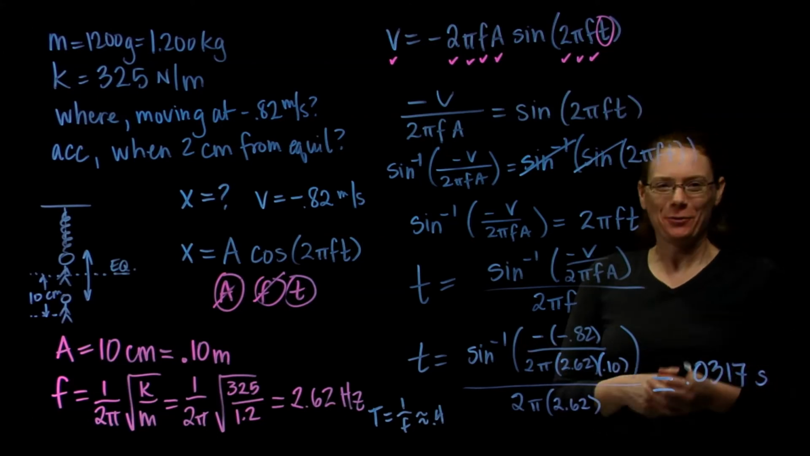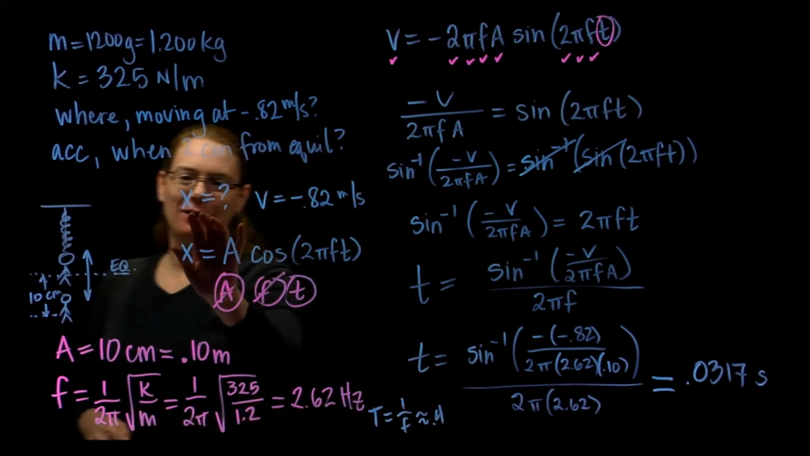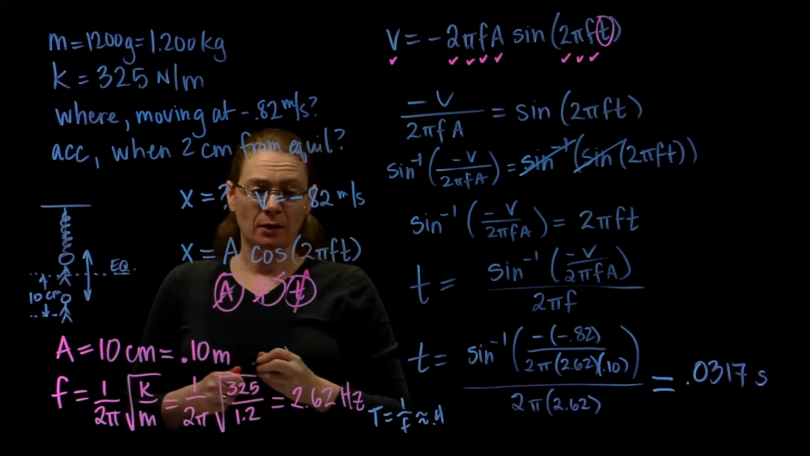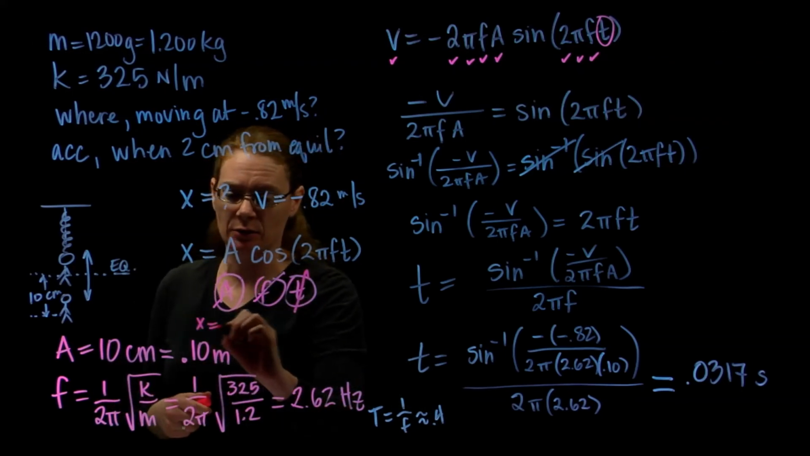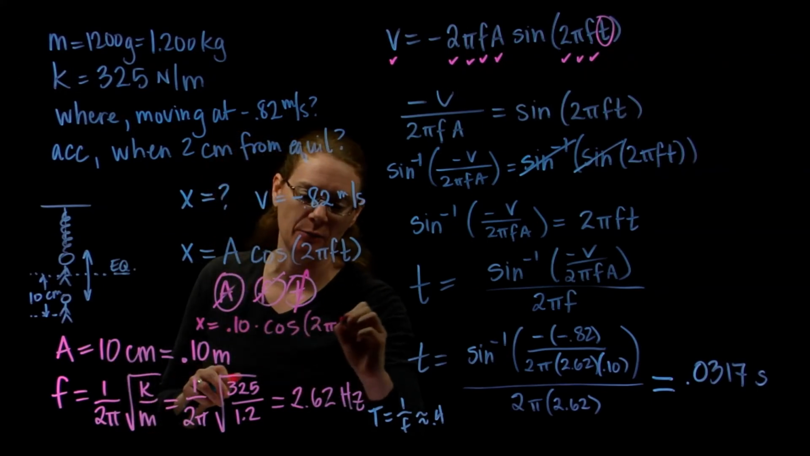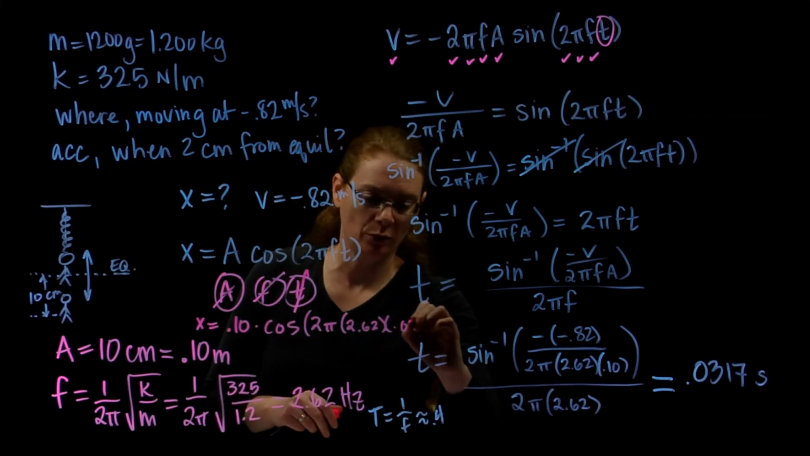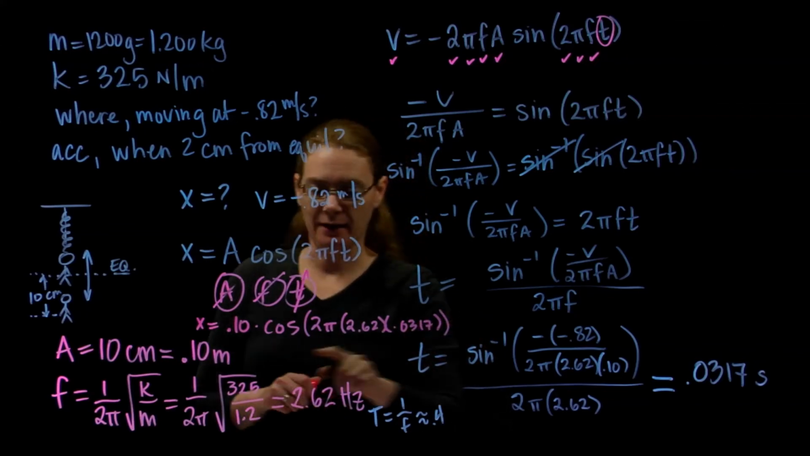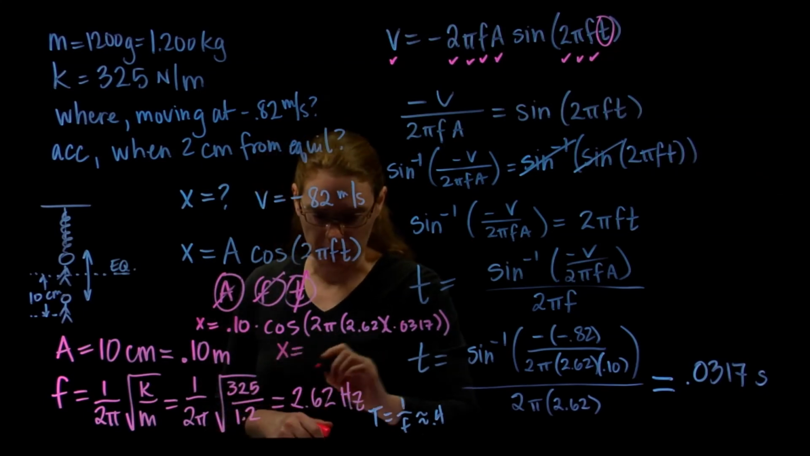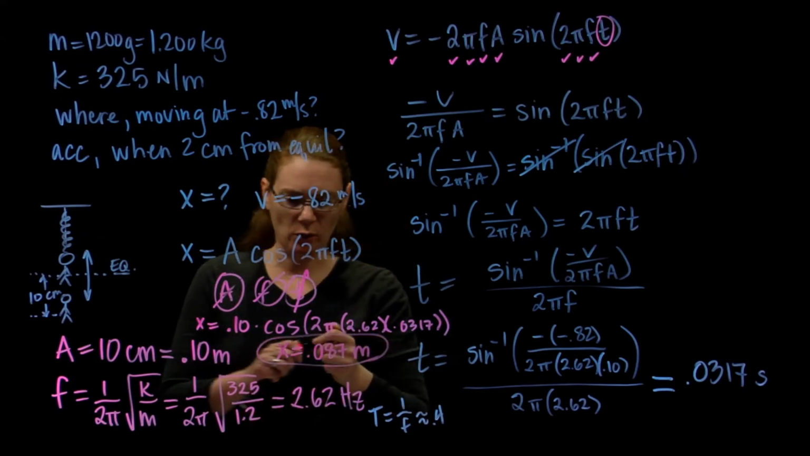No, we haven't even answered the question yet. The real question is, where is it? Now we go back and we can answer the position question because we have our time. And that actually isn't too bad. So x is going to be equal to the amplitude, 0.10, times the cosine of 2 pi times the frequency, 2.62, times the time, 0.0317. And again, cosine of a 2 pi needs to be in radians. And if you do that, you get 0.087 meters. So, first answer, 0.087 meters.